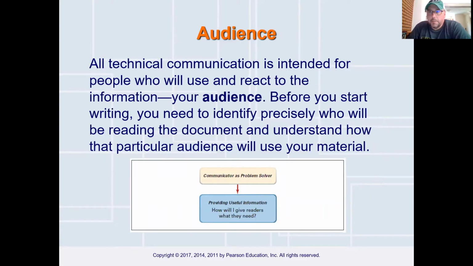So we'll start with audience. All technical communication is intended for people who are going to use and react to that information. That audience, you need to understand before you even start writing. You need to identify precisely who's going to be reading that document and understand how that particular audience will use your material. So if we look here at this graph, you sit as the communicator or the problem solver, and you are providing information that will help your readers to take action.